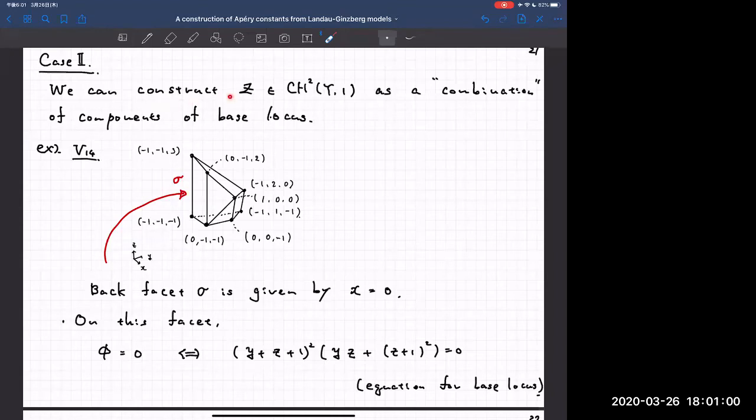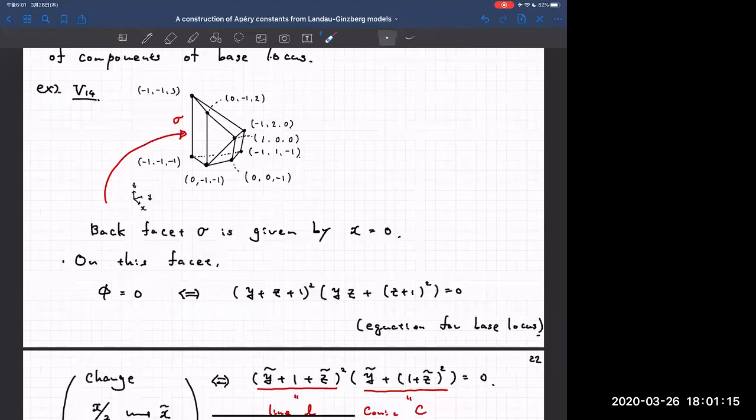Okay. So we can construct the desired higher cycle Z in this case, CH^2(Y, 1), as a combination of components of the base locus. So I would like to explain the construction in my case, V14. Okay? Because when we consider the Newton polytope corresponding to the Landau-Ginzburg model for V14, it has this form. And please focus on this backside facet sigma. Okay? Since it is given by the coordinate x equals 0, locally this back facet sigma is given by the condition x equals 0.